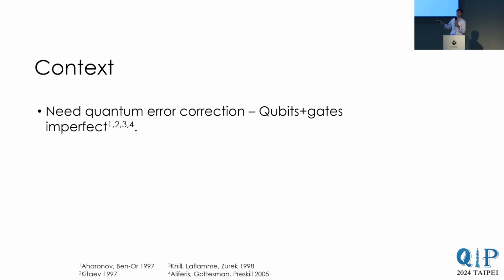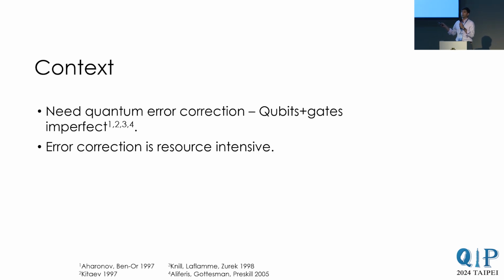So I'm going to begin by setting the context so you know where our work fits in the grand scheme of things. As I'm sure you're all aware, having listened to enough talks by now, we need some form of quantum error correction to build scalable quantum computers. But error correction is a resource-intensive process, so the name of the game in error correction research is to find the most efficient way that we can perform quantum error correction.